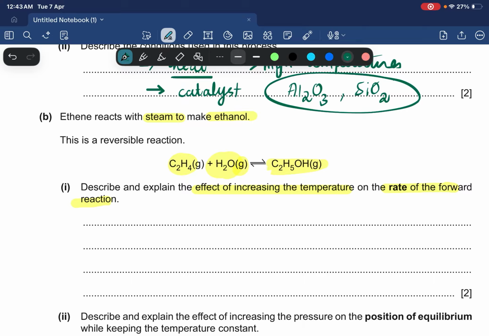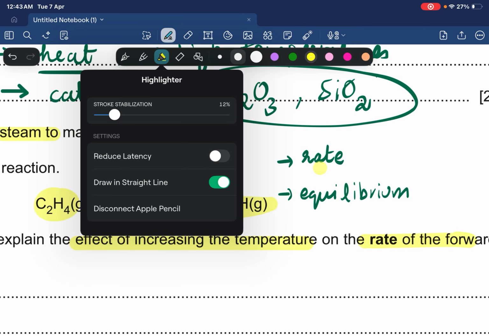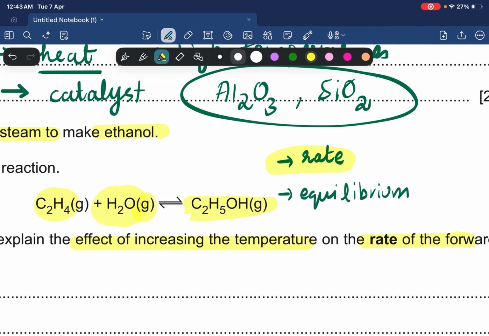Why is the rate going to increase? Because look, rate is not dependent on the equilibrium. Over here, I want to discuss a very important concept. There are two things. The first thing is rate, and the second thing is equilibrium. They're two different things. They're not the same things. Rate is how fast or slow a reaction is happening. And equilibrium is basically if the reaction is going to go forward or backward.